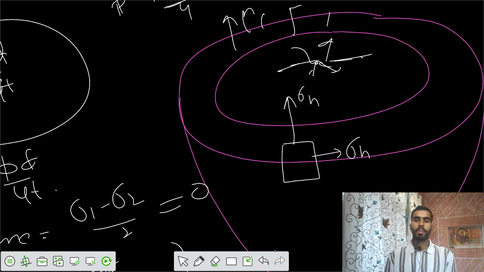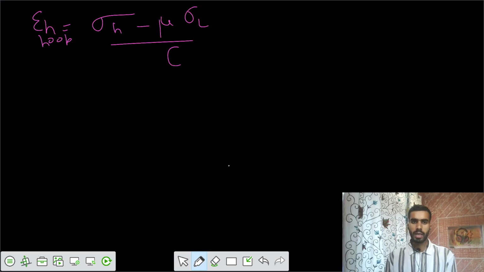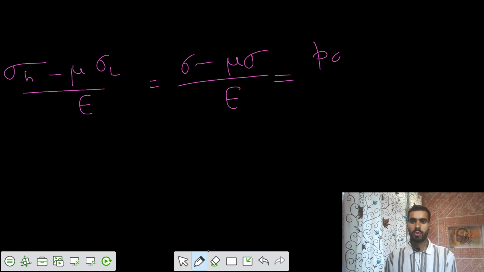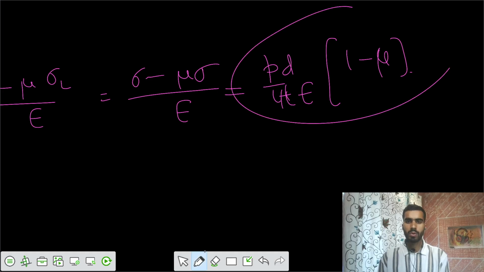If we're talking about the value of hoop strain, the hoop strain would equal sigma hoop minus mu sigma long by E. Sigma hoop equals sigma, and sigma long also equals sigma. So that's sigma minus mu sigma divided by E. Finally we can write PD by 40 E times 1 minus mu. So this is your hoop strain, PD by 40 E 1 minus mu.